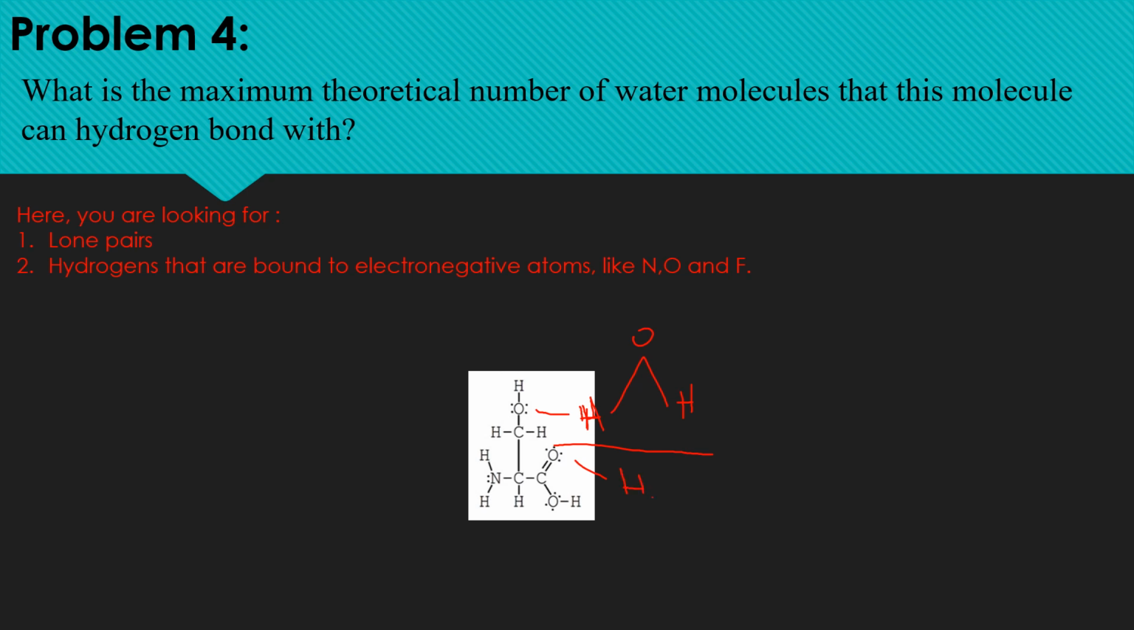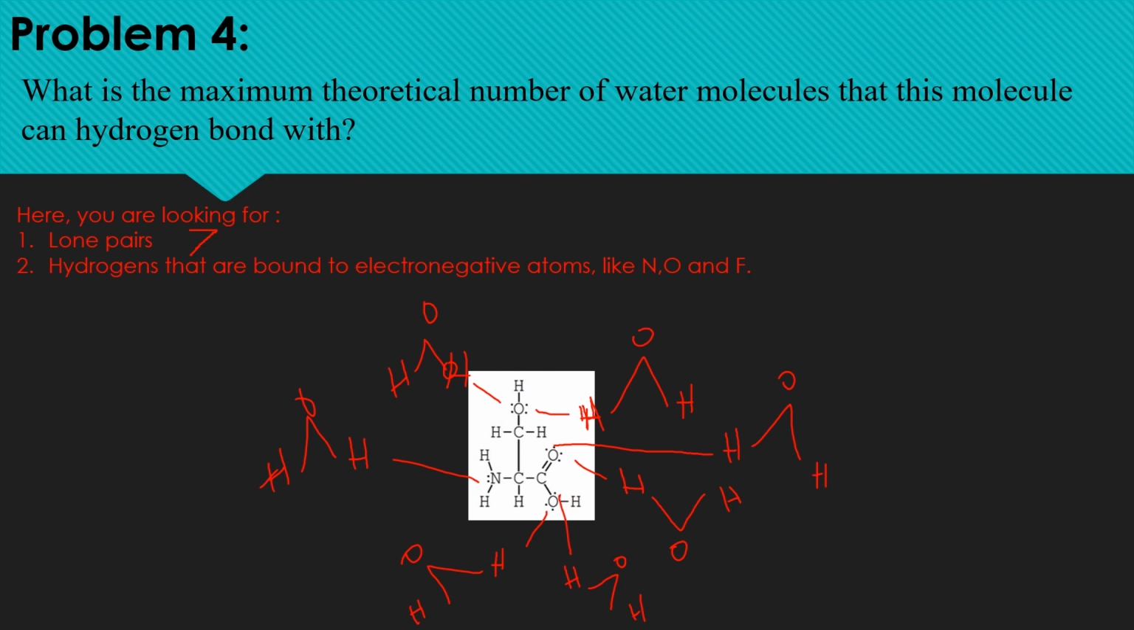So you have hydrogen, oxygen, hydrogen, and then hydrogen, oxygen, hydrogen. And then here's two more lone pairs. So you have hydrogen, oxygen, hydrogen, hydrogen, oxygen, hydrogen, and then we have another lone pair. So we have hydrogen, oxygen, hydrogen, and then we have another lone pair, hydrogen, oxygen, hydrogen. Okay, I think we took care of all the lone pairs. That was 1, 2, 3, 4, 5, 6, 7. 7 lone pairs. So that's 7 water molecules right here for the lone pairs.